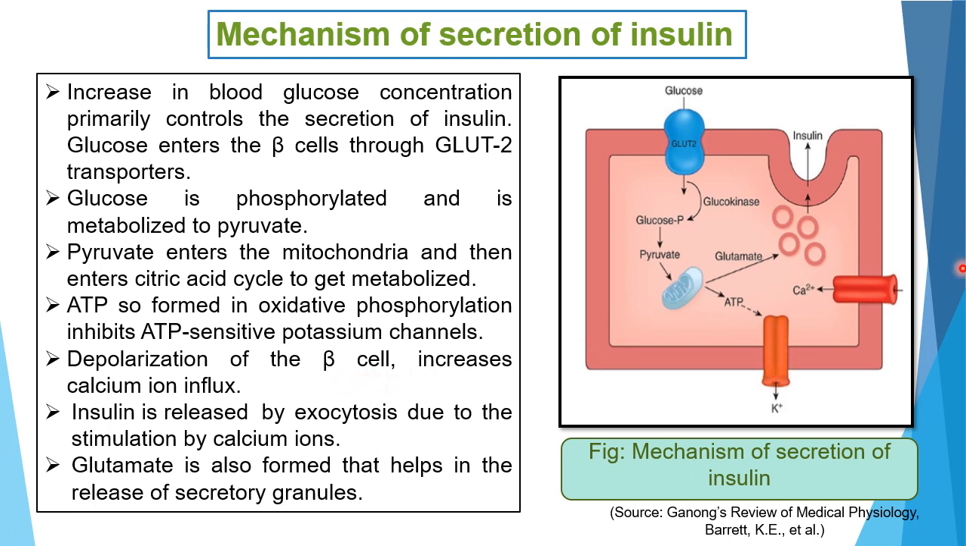Depolarization of beta cells increases calcium ion influx. You can see calcium ions entering the cell. Insulin is released by exocytosis due to the stimulation made by calcium ions. Glutamate is also formed. It helps to prime secretory granules and prepares the secretory granules for exocytosis.